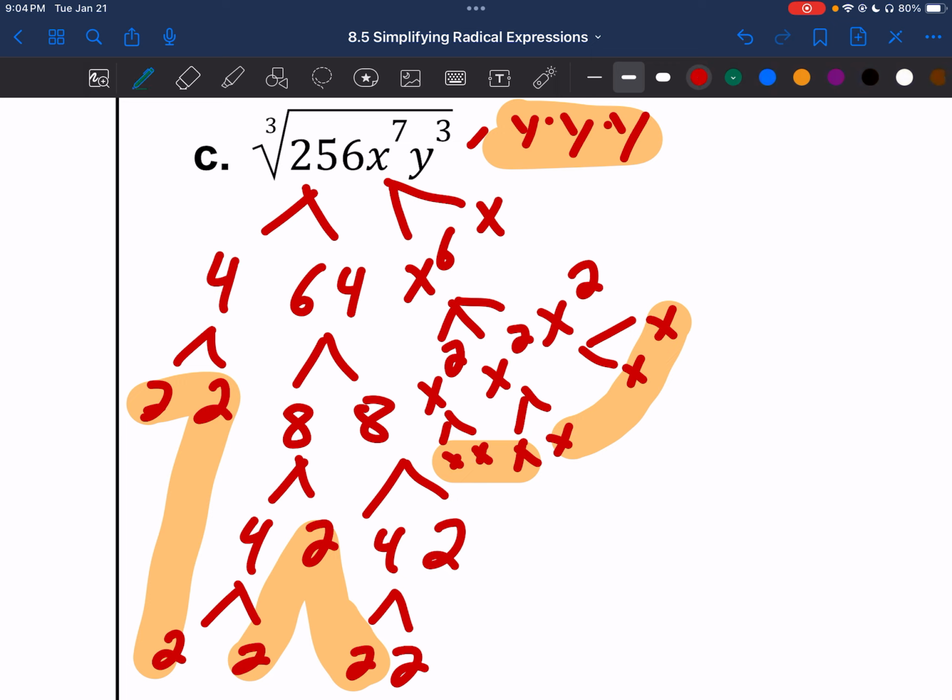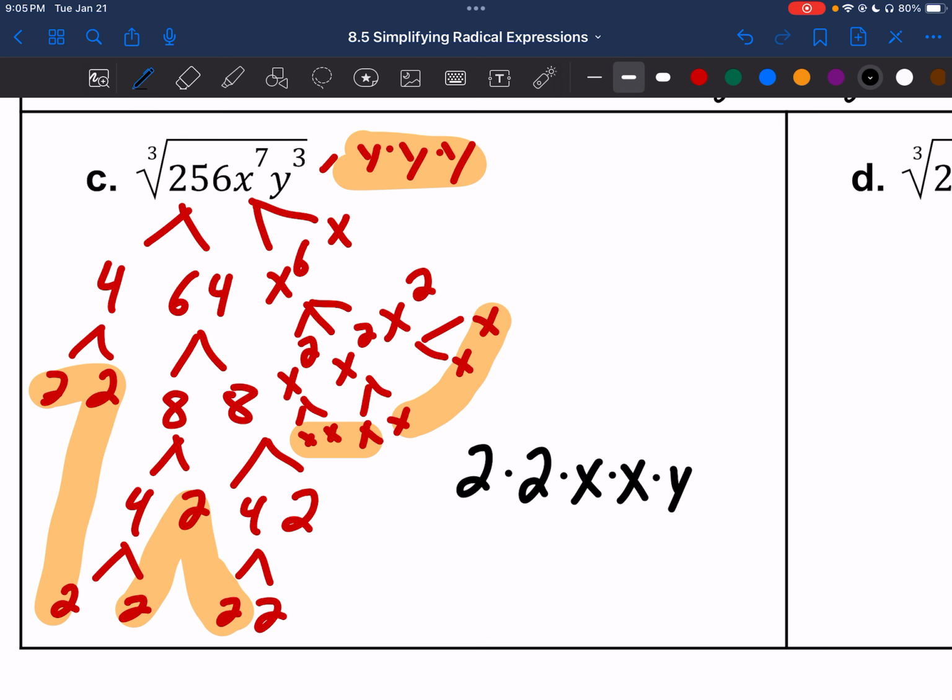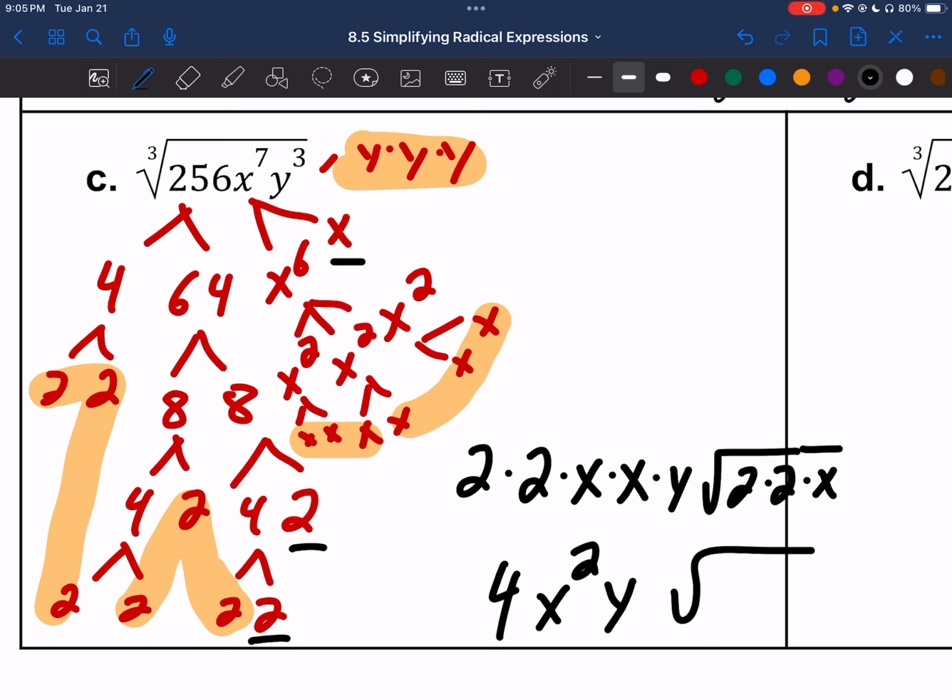So now what do I have left, or what am I bringing out? So I had one group of 2's. I had another group of 2's. I had a group of x's. I had a group of x's. I had a group of y's. And what was left inside my radical is a 2 and an x. So we simplify. 2 times 2 is 4. X times x is x squared. Y to the 3rd root of 2 times 2 is 4, x.